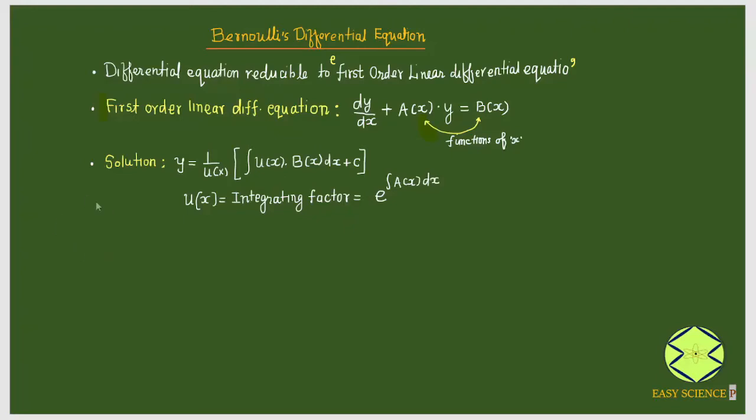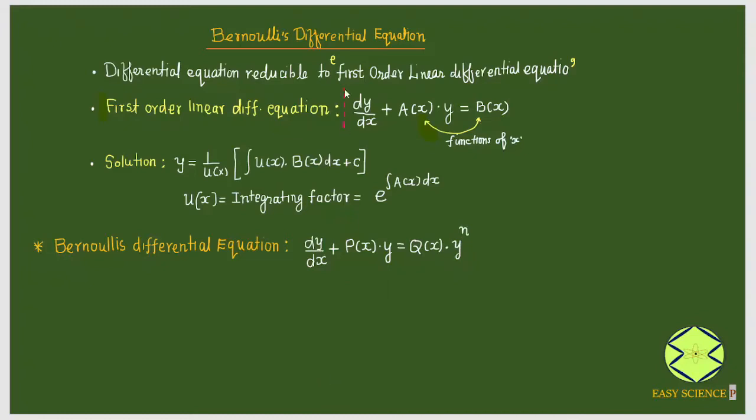Now we would like to talk about Bernoulli's differential equation. So what is the form of Bernoulli's differential equation? It will have some specific form. The form would be something like this: dy over dx plus some function of x, p of x, times y equals some function of x, q of x, and then times y raised to n.